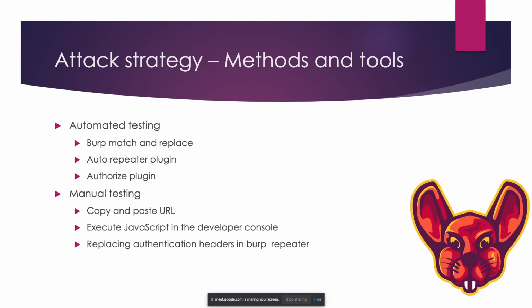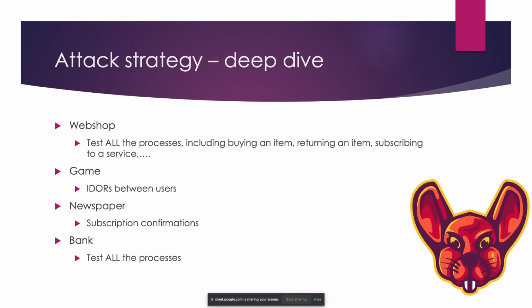And then for the manual testing, what I usually do is I copy and paste specific URLs. Like I log in with an employee in one browser, and I open another browser to log in as a different employee. Then I can also execute JavaScript in the developer console and replace authentication headers in the Burp Repeater. Now I will show you guys this because I find this very important, that you know that there are multiple ways to test for IDORs.